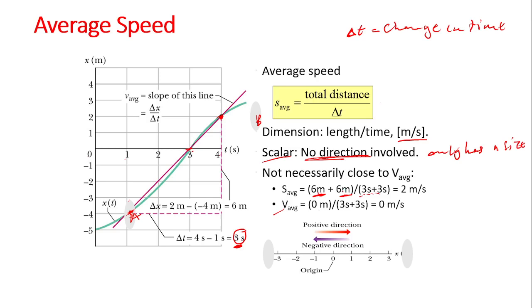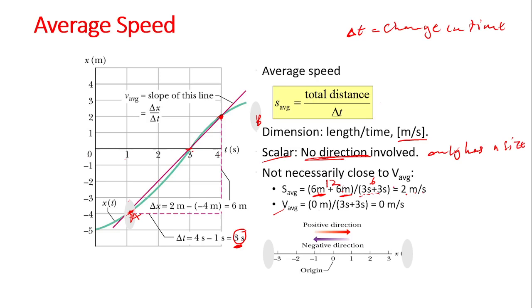The time will still be 3 minutes plus 3 minutes. So 6 plus 6 is what? 12. 3 plus 3, it is 6. 12 divided by 6 gives 2 meters per second. Meter is coming from the distance. Second is coming from the time.